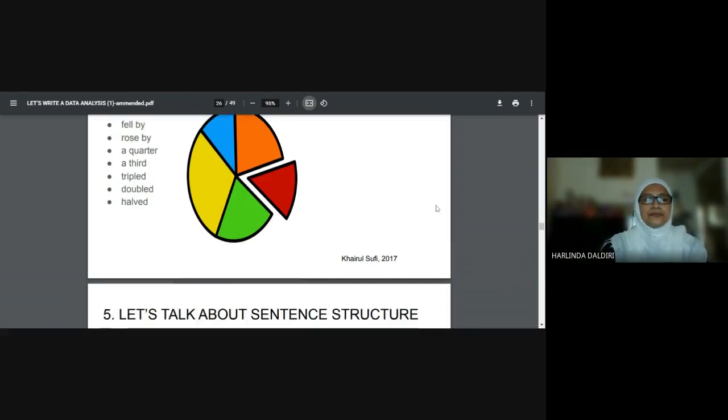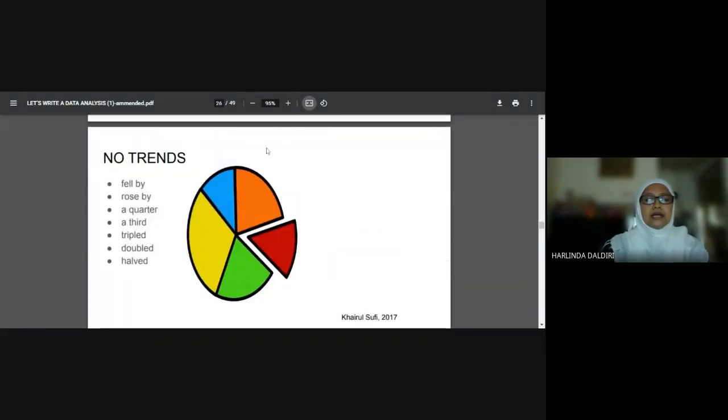Whenever there is no trend, like one single pie chart or just a static graph, you can use all these expressions: fell by, rose by, a quarter, a third, tripled. Tripled here means the number goes three times higher. Double means twice as much. Half means it's reduced to 0.5 or 50%.